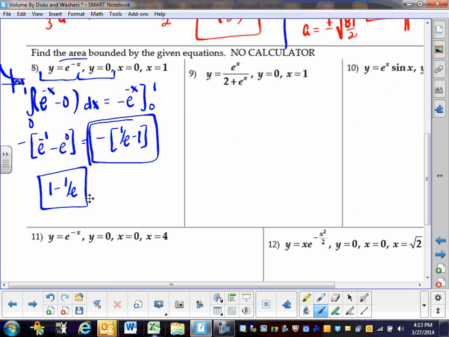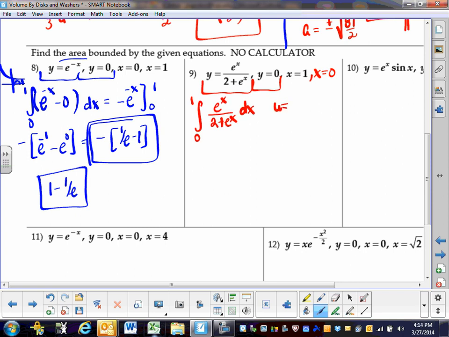For number 9, if I were antideriving between the curve and the x-axis, and it should have also said x equals 0. Sorry about that. Okay, so otherwise we wouldn't have a bounded area, or the first quadrant area. We're going to do the antiderivative of e to the x over 2 plus e to the x dx from 0 to 1.